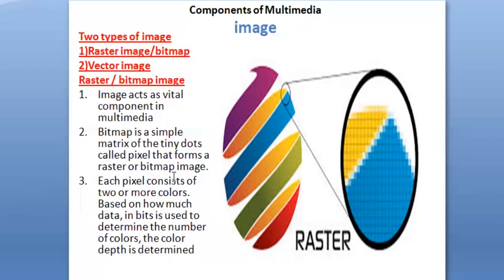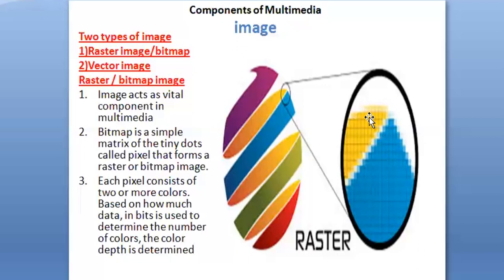Bitmap is a simple matrix of tiny dots. Now look at the image on the right side of your slide. I'm focusing on a particular point of this image and expanding it. Once I expand it, I'm able to see some small tiny dots. The small tiny dots are called pixels, which form a raster or bitmap image.